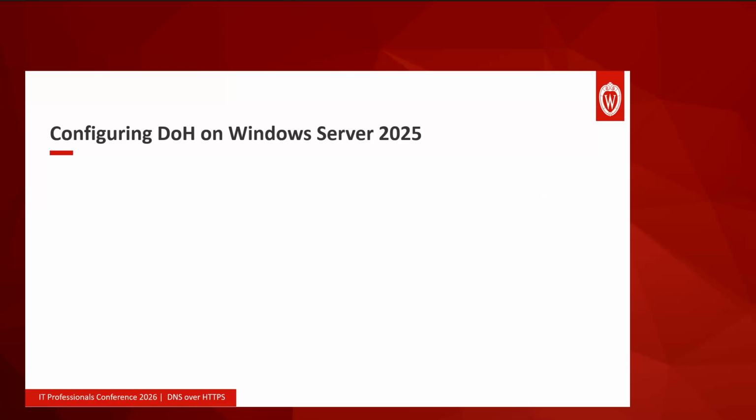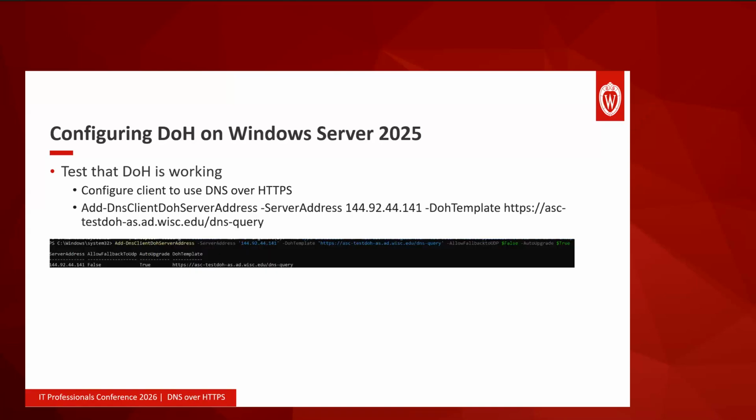So then we configure our client to use DNS over HTTPS. So you could do add by server address. In my case, that was my IP, and then my template address is right there. And then you'll see the output of the command is auto upgrade to HTTPS is true.